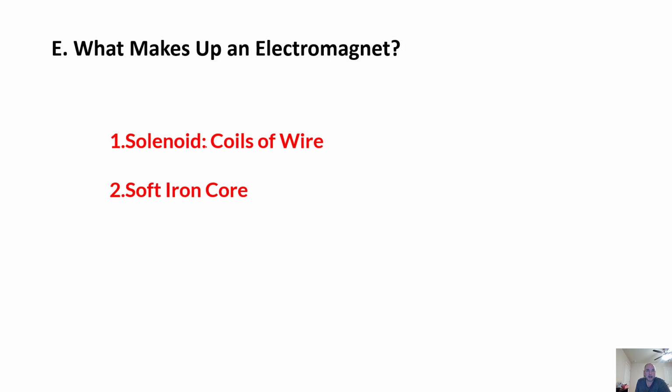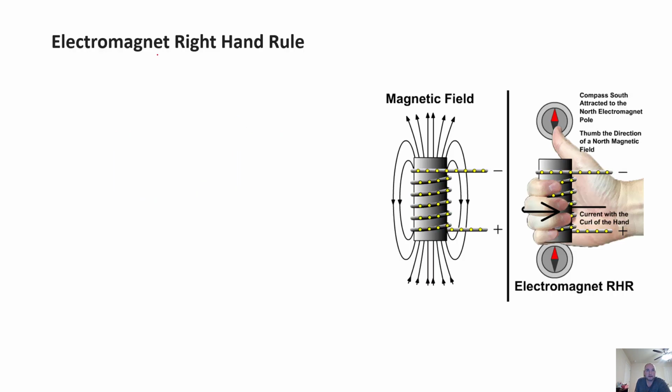So what makes up an electromagnet? We're going to have the solenoid, the coils of wire, and that soft iron core. And then here's your right-hand rule with an electromagnet. I have the positive terminal right there and the negative terminal right there. Therefore, current would go underneath this electromagnet, roll up top, underneath, up top, and it's going to come out this direction right here.